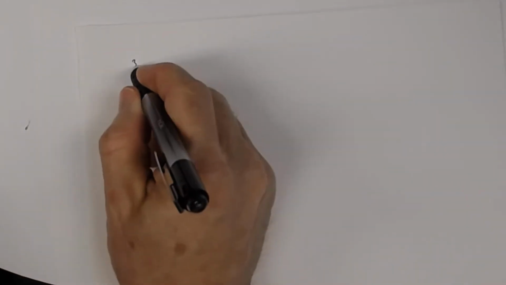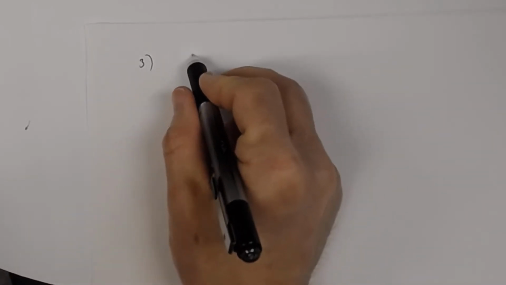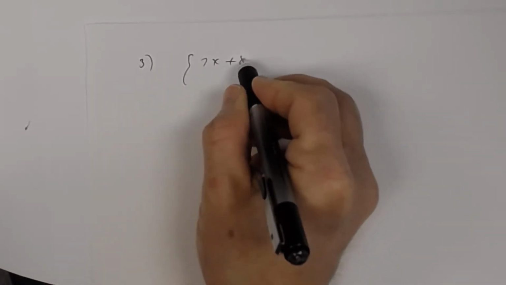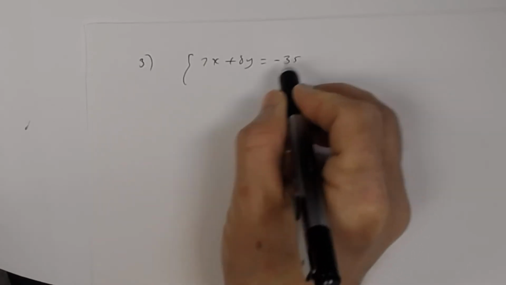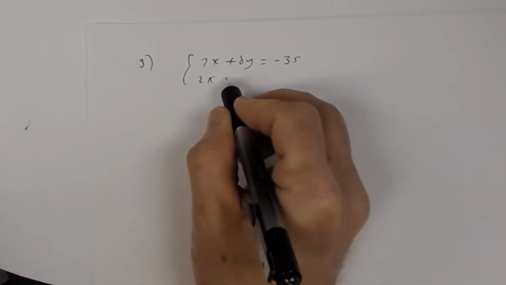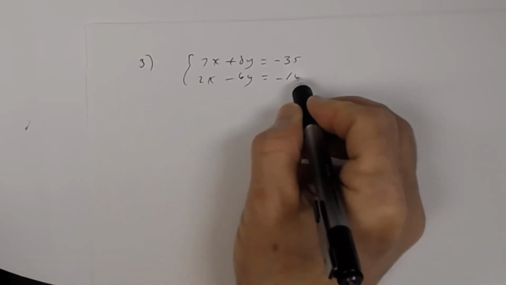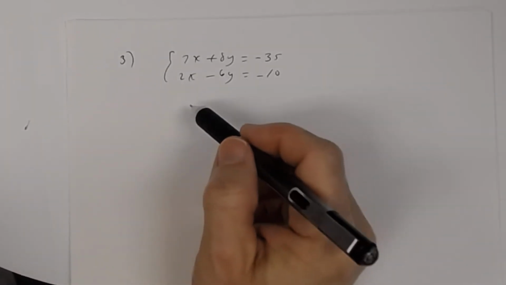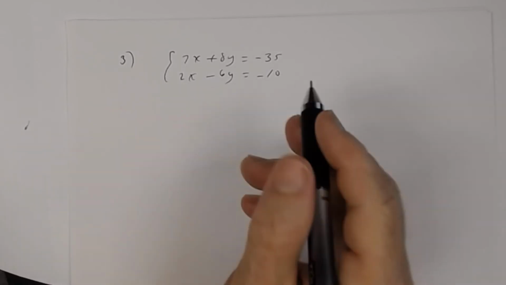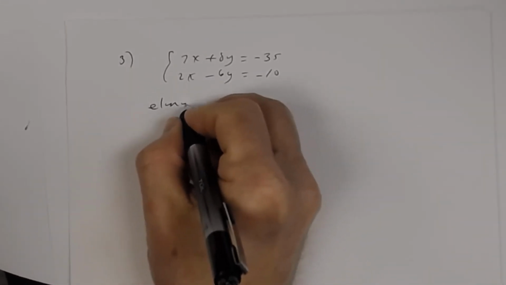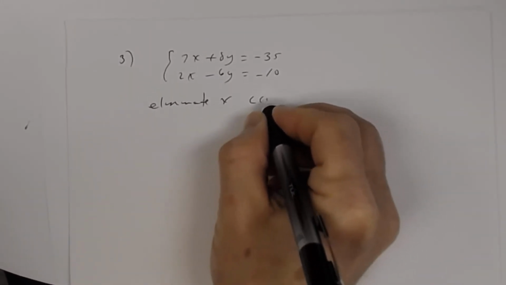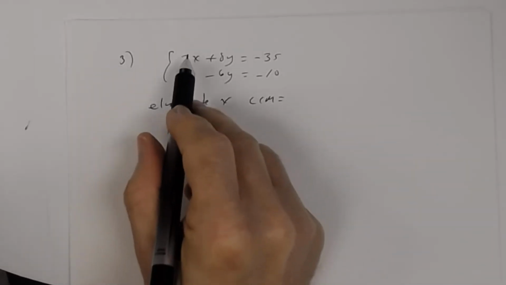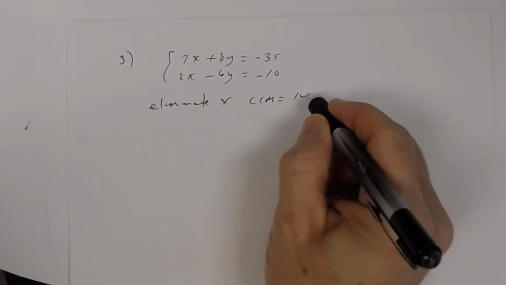And then number 3, you have 7x plus 8y equal negative 35, and then 2x minus 6y equal negative 10. Okay, so let's just go ahead and eliminate the x's, and we'll do the same thing with the y's. To eliminate the x, you got to find the least common multiple. The least common multiple of 7 and 2 is 14.